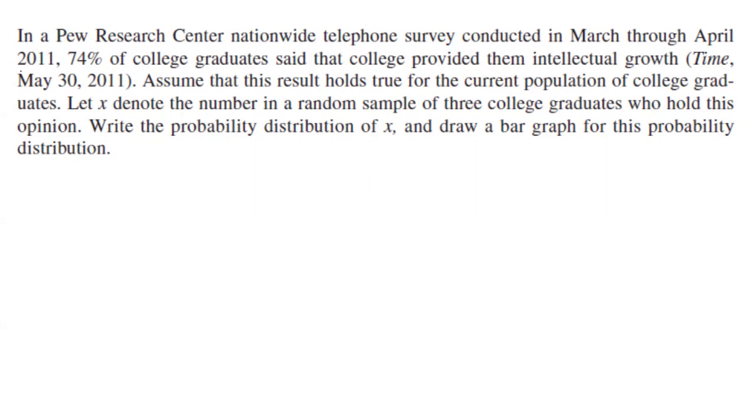Okay, here it already gives you the random variable, right? Because here it says, let X denote the number in a random sample of 3 college graduates. And it asks you to find the probability distribution of X and draw a bar graph. Okay. All right, I'll give you 5 minutes to finish it.